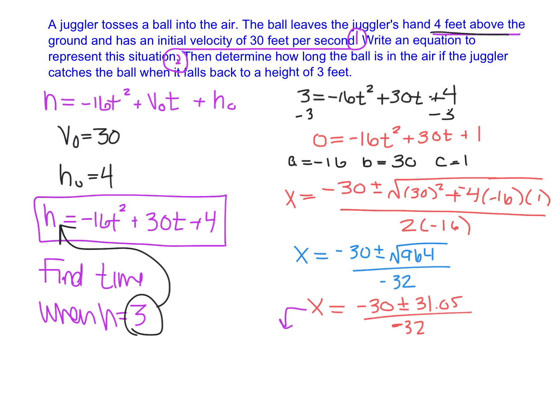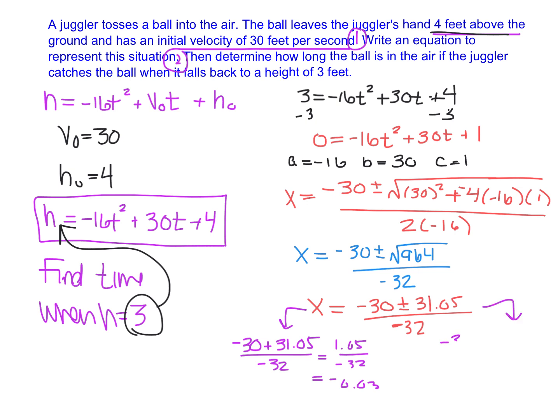Now let's split this out. We have negative 30 plus 31.05 divided by negative 32. That becomes 1.05 over negative 32, which if I divide that out gives me a time of negative 0.03 seconds, which really doesn't make much sense. Let's see what that second option becomes.